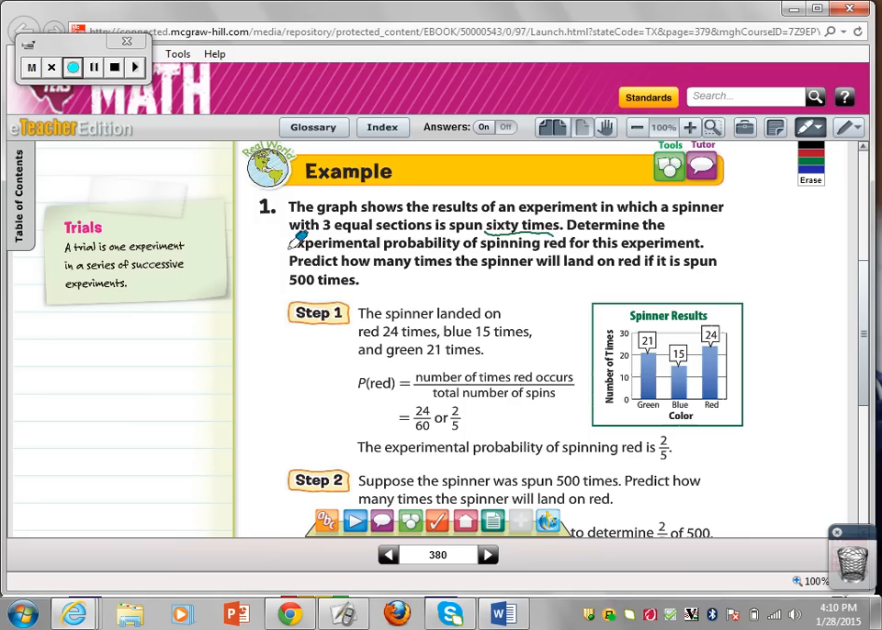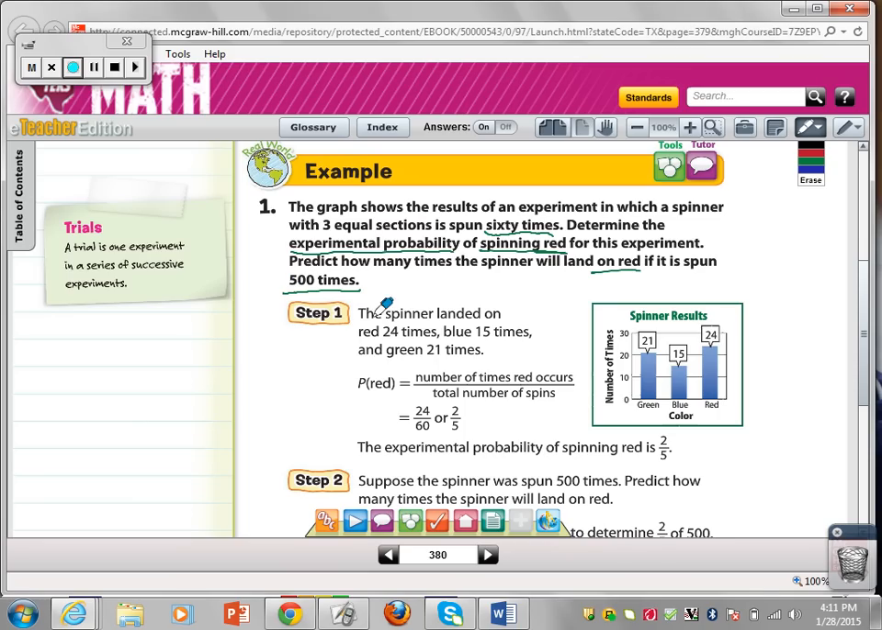Determine the experimental probability of spinning red for this experiment. Predict how many times the spinner will land on red if it is spun 500 times. Alright, so let's begin here.